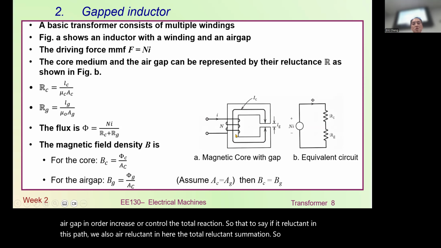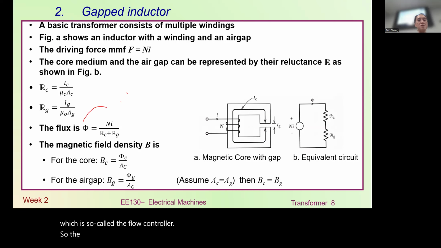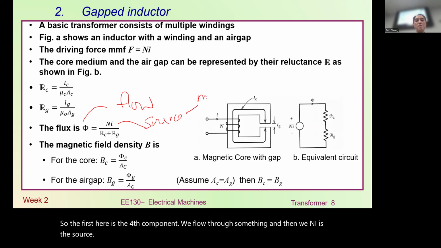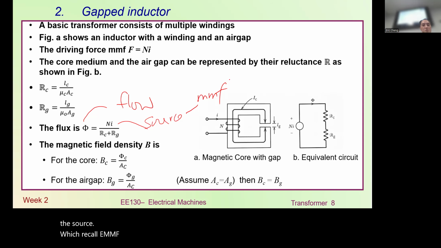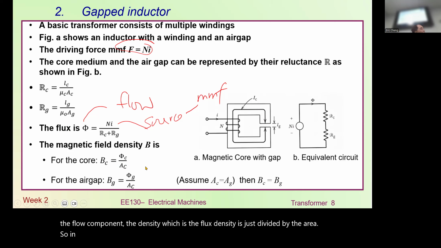So the flux is the so-called flow component. We flow through something, and then Ni is the source, which we call the MMF, magnetomotive force, which we mentioned here. So that's how we get that. Once we get the flux, the flow component, the flux density is just the flux divided by the area.